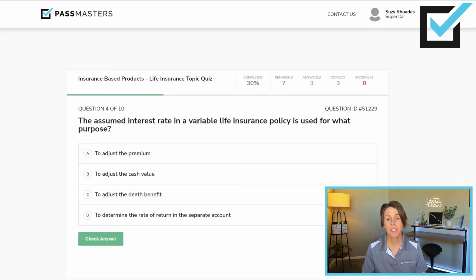The assumed interest rate in a variable life insurance policy is used for what purpose? Choices include to adjust the premium. Variable life has a fixed premium, so it's not that. To adjust the cash value, to adjust the death benefit, or to determine the rate of return in the separate account. The AIR, assumed interest rate in variable life insurance policy, is used to adjust the death benefit.